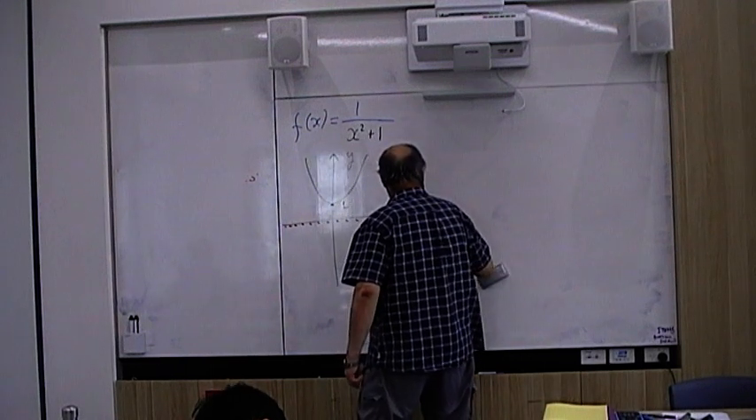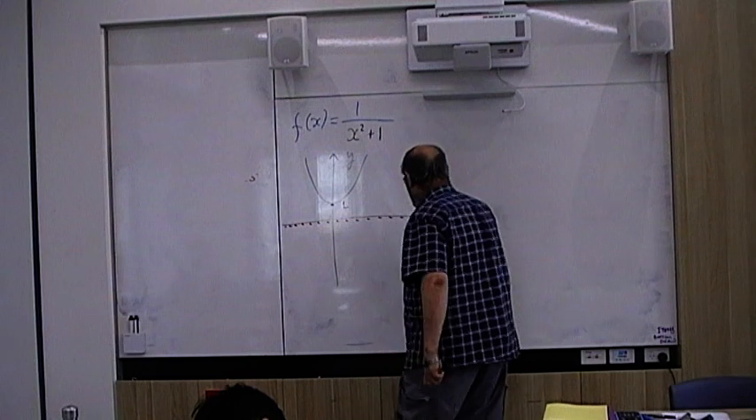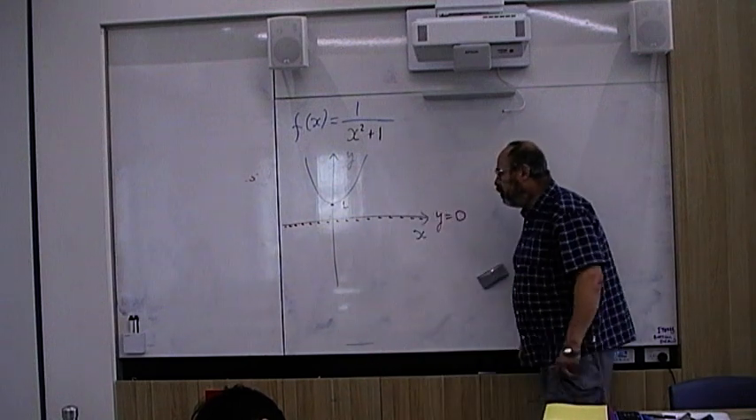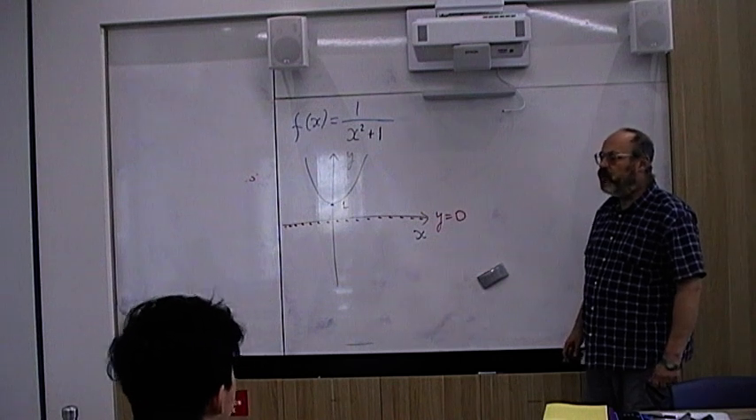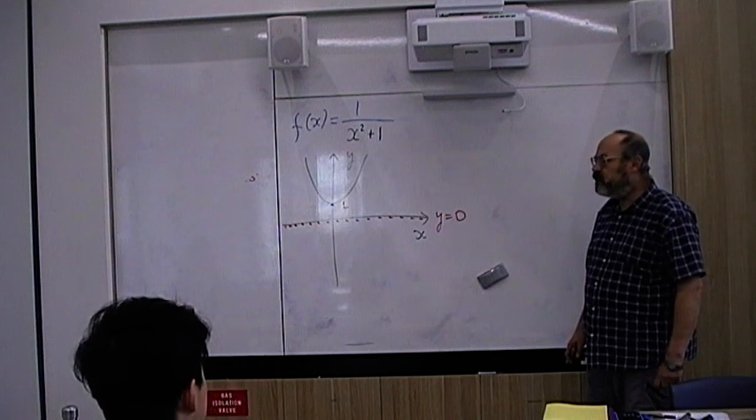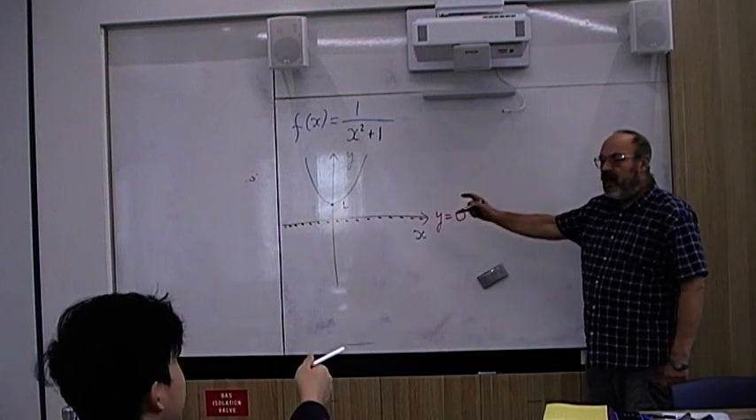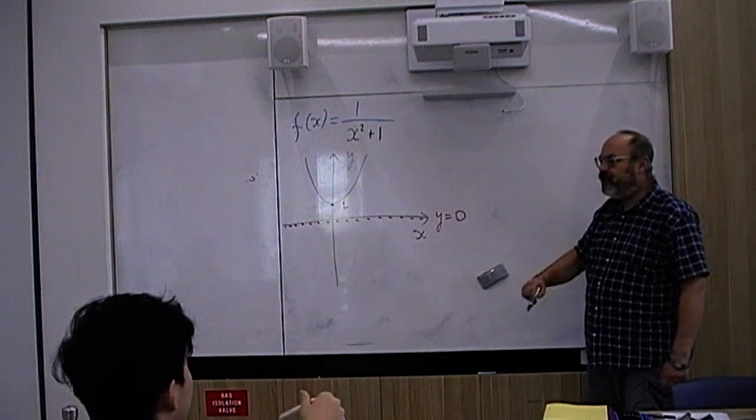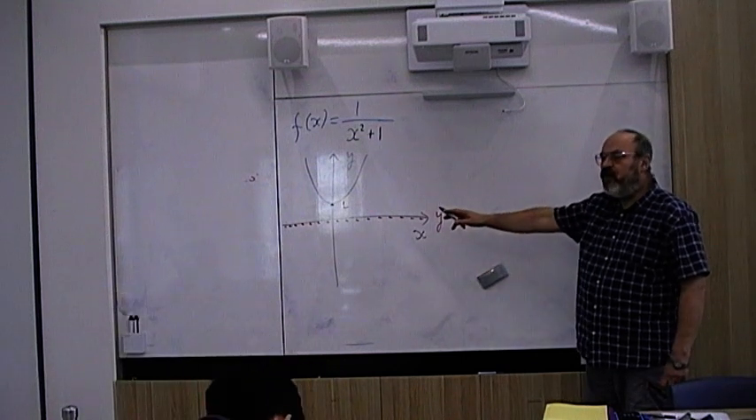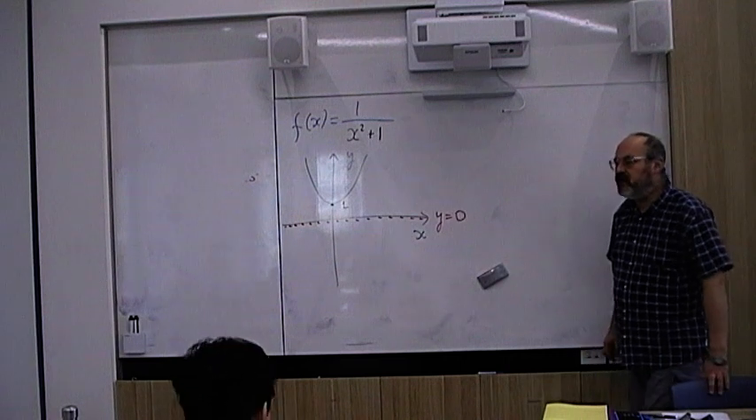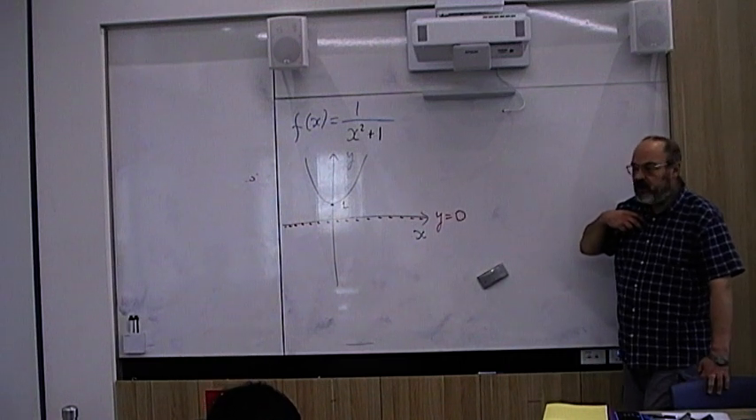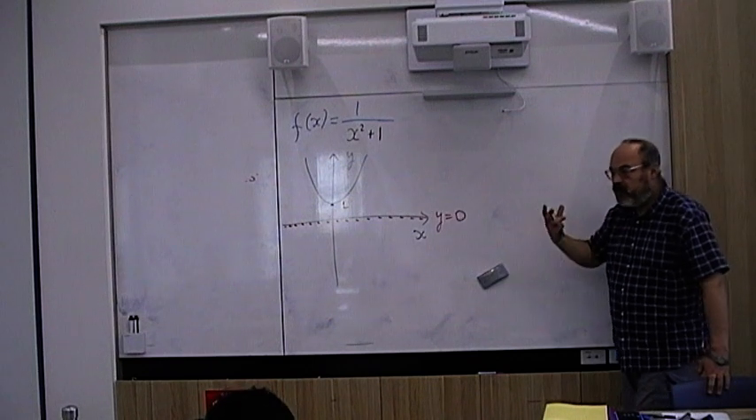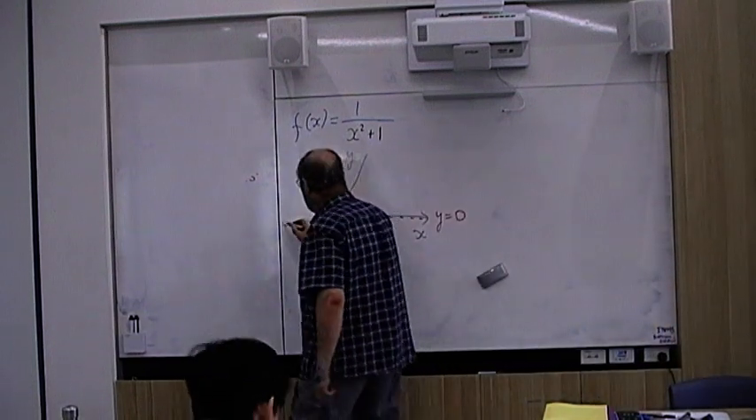Will you always have a horizontal asymptote? No, not always, but most of the time. Now, what will be the maximum? The original function has a minimum of 1, so the reciprocal will be a maximum. And the graph will look like this.